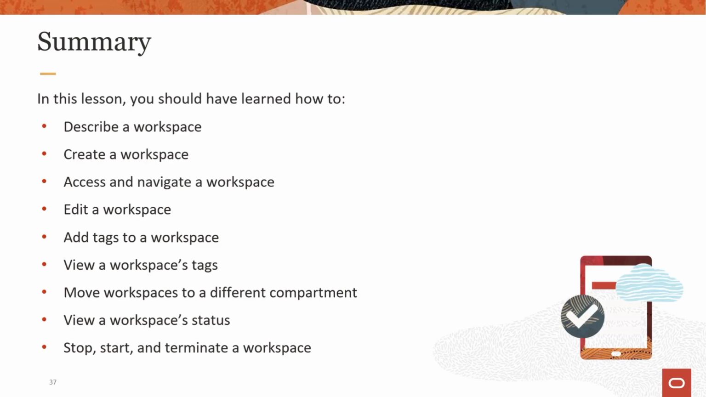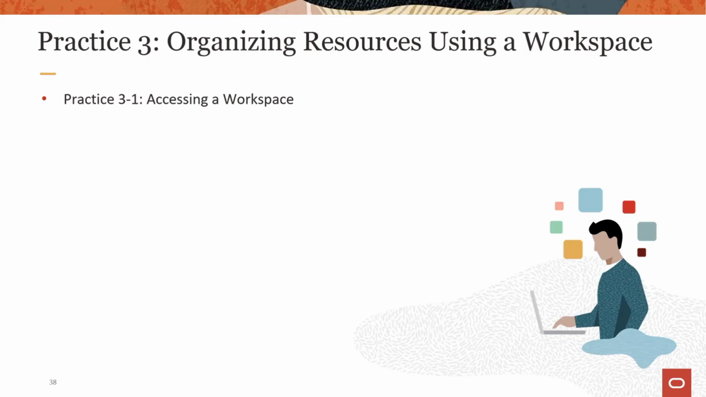We have come to the end of Lesson 3. In this lesson, you should have learned how to describe a workspace, create a workspace, access and navigate a workspace, edit a workspace, add tags to a workspace, view a workspace's tags, move workspaces to a different compartment, view a workspace status, and stop, start, and terminate a workspace. There is a practice for this lesson 3. Practice 3.1 will help you understand how to access a workspace. Thank you.